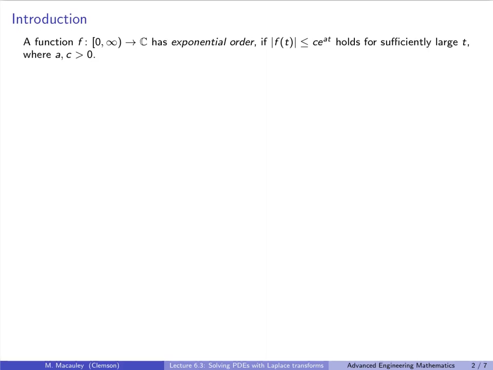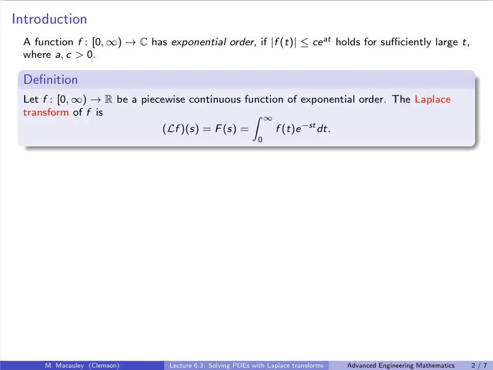First, we need to consider a function f that's defined for positive values of t, and it has to have exponential order, which basically means that it doesn't grow faster than an exponential function. So here's the formal definition, but just think of it as no bigger than an exponential function. Okay, now suppose that f is a real valued function that is piecewise continuous and of exponential order. Then the Laplace transform of f is the following.